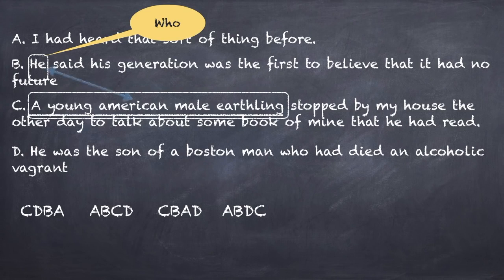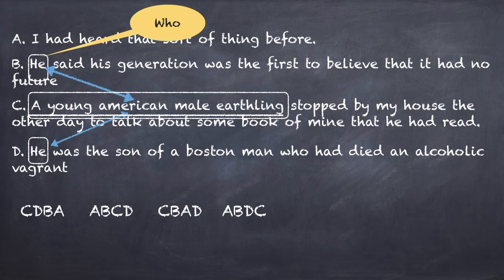A young American male. Yeah, it's a good place to start. I look at D. It says he said. Who said? A young American male. And in D also, he was the son. Who? A young American male. So there is a noun and the he as a pronoun refers to that noun. The noun should come before the pronoun, right? So my answer should be starting with a C.